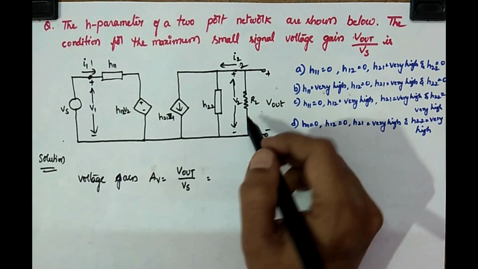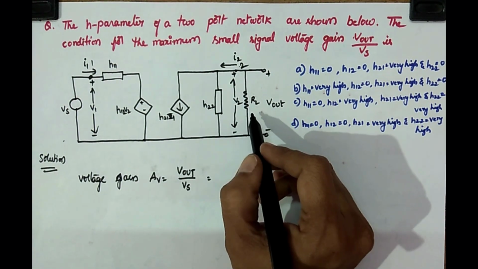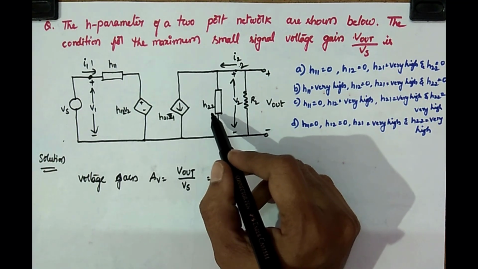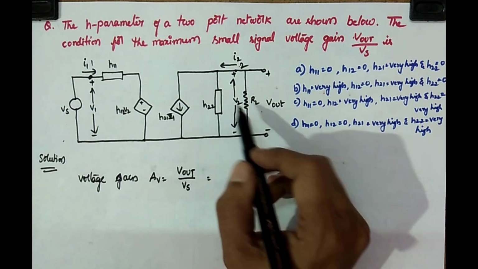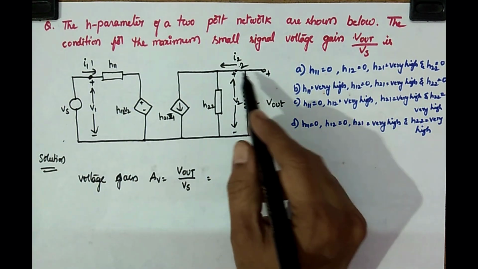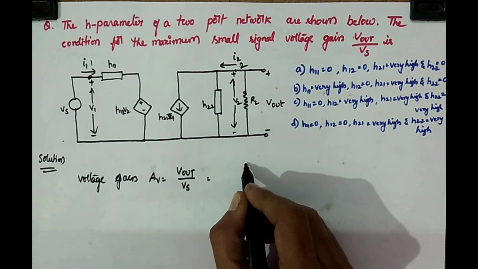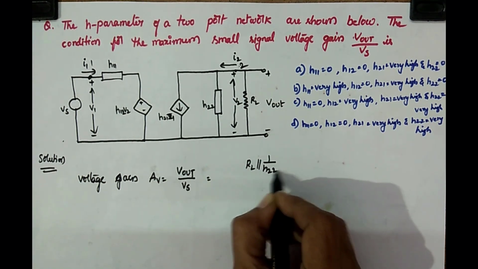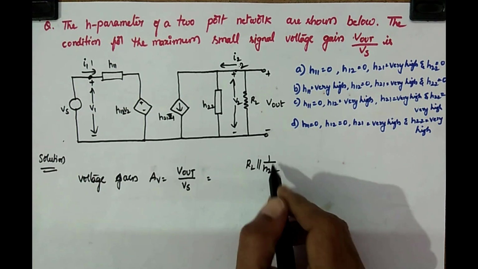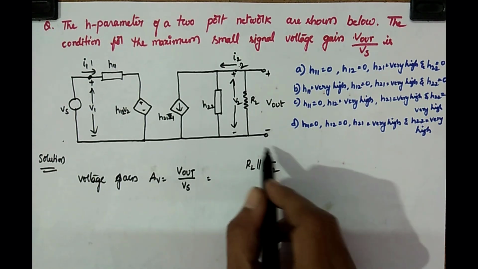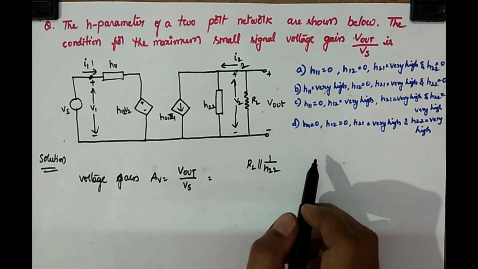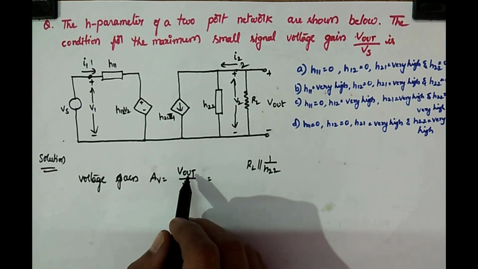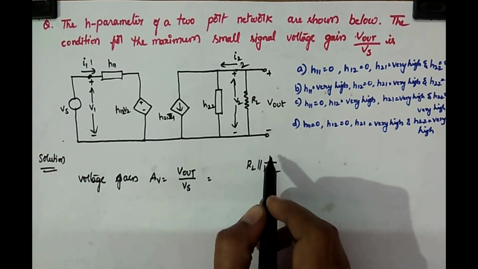Now, we have a resistor RL and another H22. What is H22? Output admittance. So what is the total resistance on the output side? It is RL in parallel with 1 by H22, because H22 is admittance, so 1 by H22 is the resistance. In parallel with RL, that is the total output resistance. Now, what do you have to find? You have to find the output voltage, and we know V is equal to IR. Here this is the output resistance.